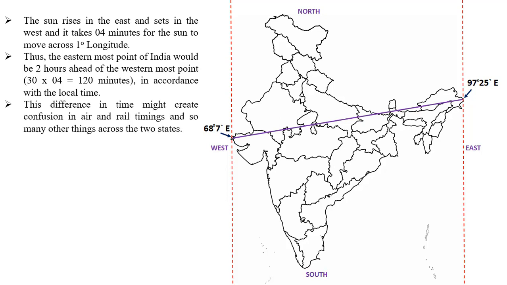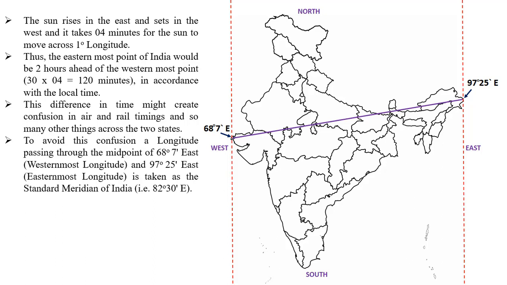So if we see here, from the easternmost point towards the westernmost point, there is a time lag of 2 hours, right? And this 2 hours is going to make a huge difference in air travel, train timings and other things. So it's going to lead to a lot of chaos, a lot of confusion, if two different timings are followed. So what was to be done?